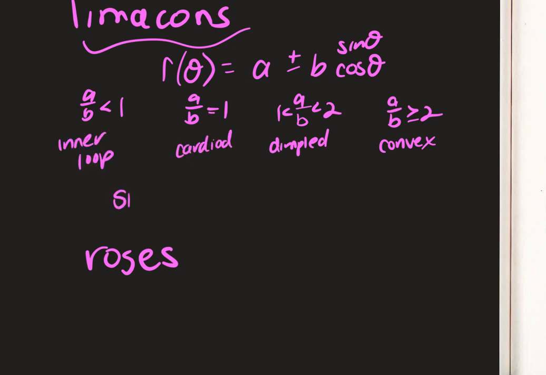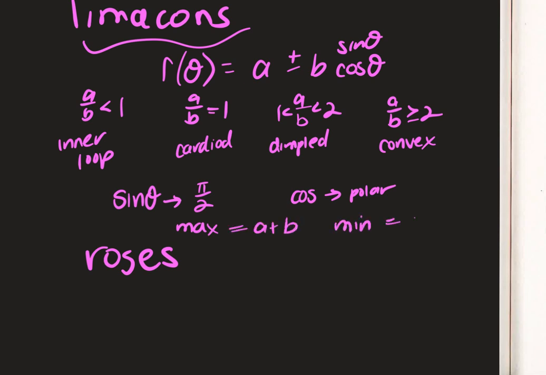If it's a sine, then it has symmetry to the pi over 2, so your loop would be at the top or the bottom. If it's cosine, then it has symmetry to the polar axis, so your inner loop would be on the left or the right. And then remember our max point was a plus b, and our min was a minus b.